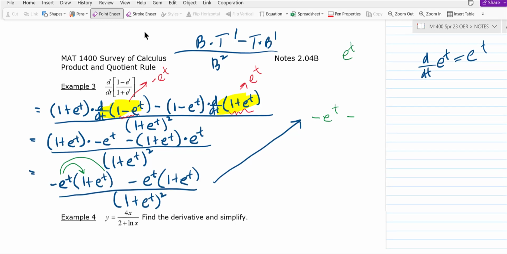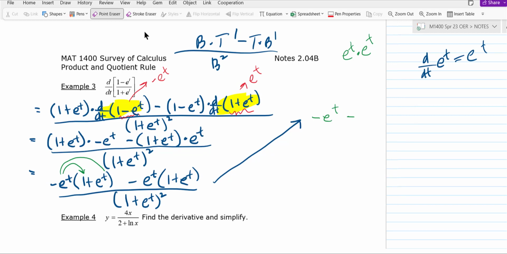But e to the t times e to the t, what do you think that is? I thought somebody would say that, so I asked. That's okay. You're in good company, Roman. Okay? It's not e to the t squared. E to the 2t. E to the 2t.